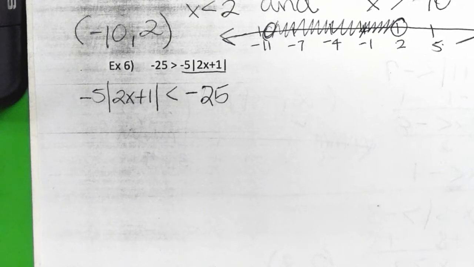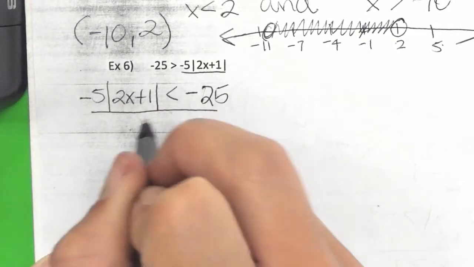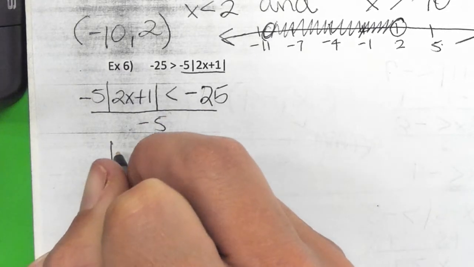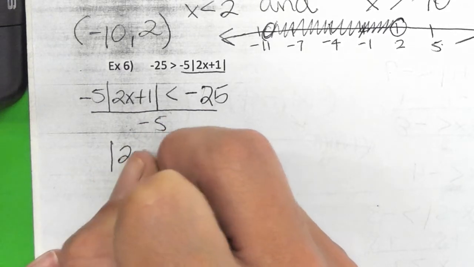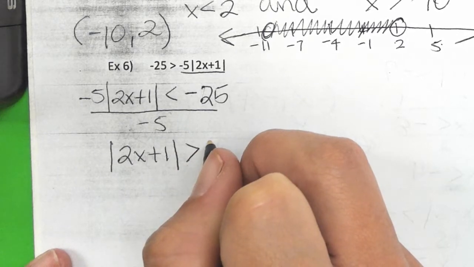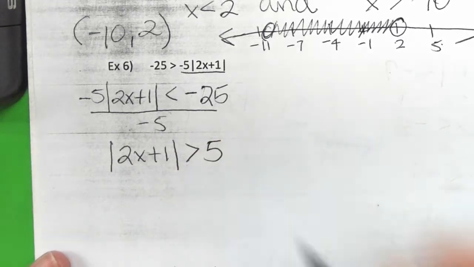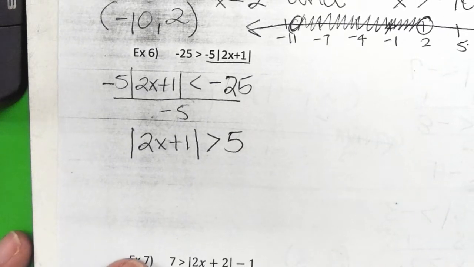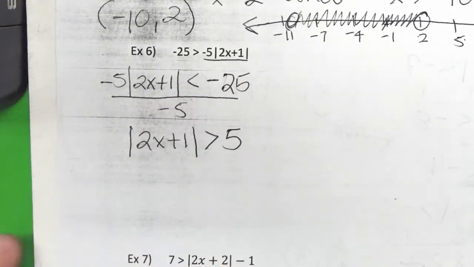Alright, now what do we notice? That it's not by itself. Good. We need to do what? Divide by negative 5. So tell me what I would get. 2x plus 1. And then put the sign down. Very good. It's because you divided by a negative. Anytime you divide or multiply by a negative, you have to flip the sign.